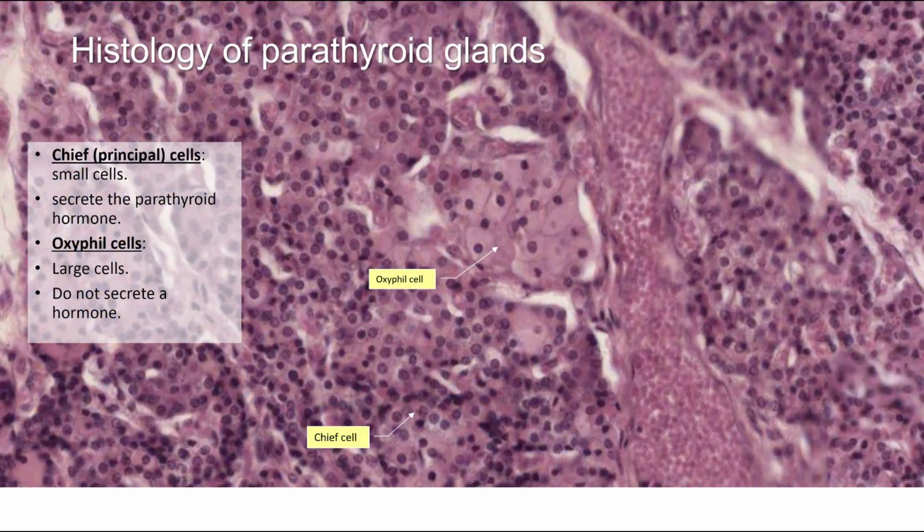This is a higher magnification of the parathyroid gland, and you can see large blood vessels, a feature of all endocrine glands.